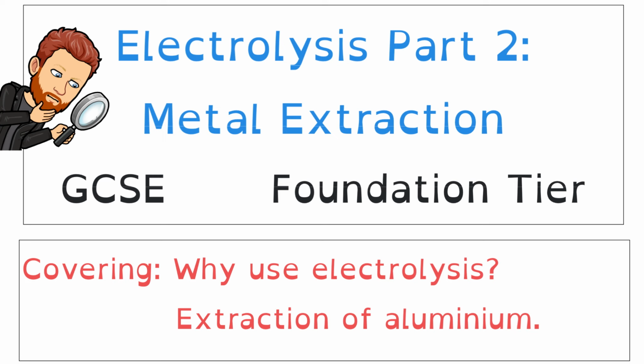This is part 2 of electrolysis, and in this video we'll focus on why and how we use electrolysis for metal extraction, and then we'll focus in particular on the extraction of aluminium from aluminium oxide.